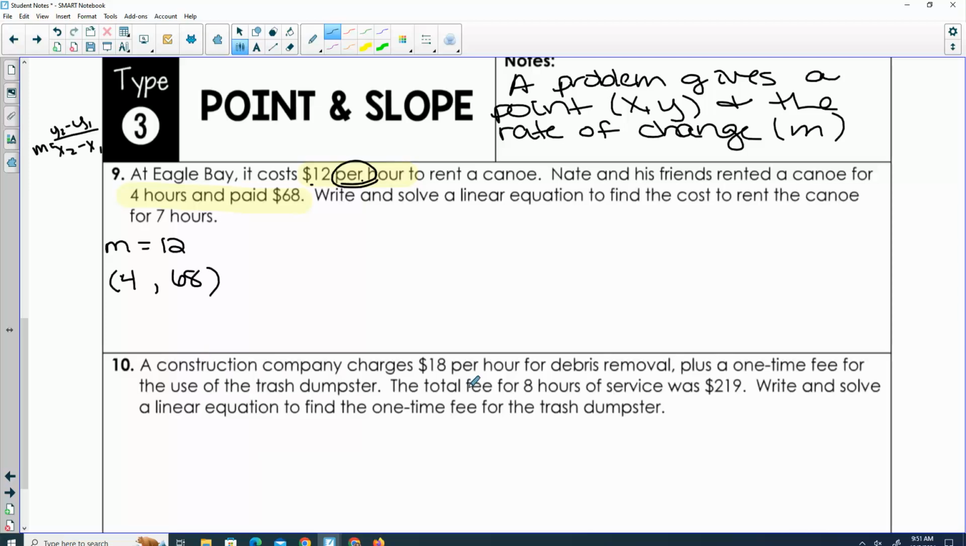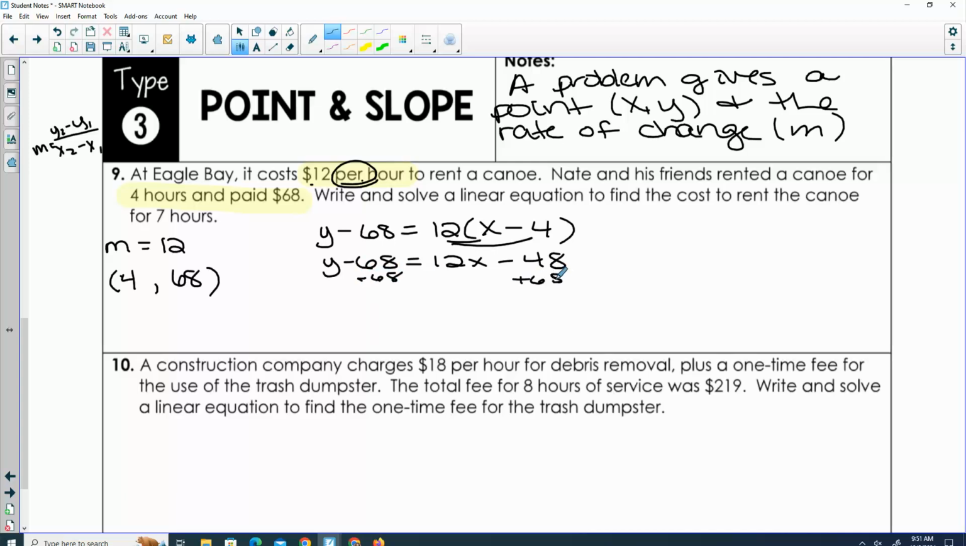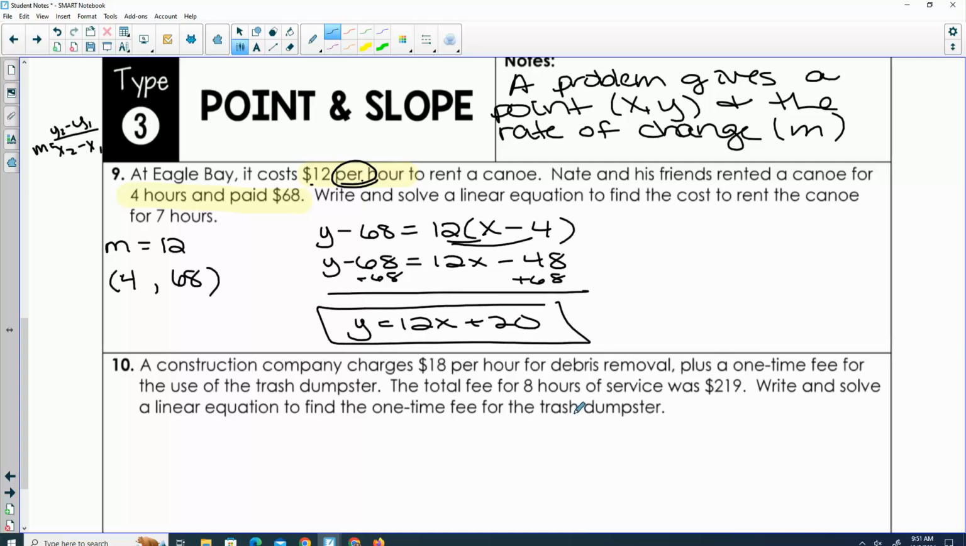Now we have a point and a slope. So now we do the point slope formula. y minus y1 equals m times x minus x1. So y minus 68 equals 12x minus 48. Add over the 68. So y equals 12x plus 20. That is our equation.